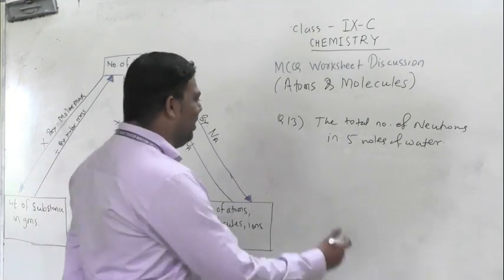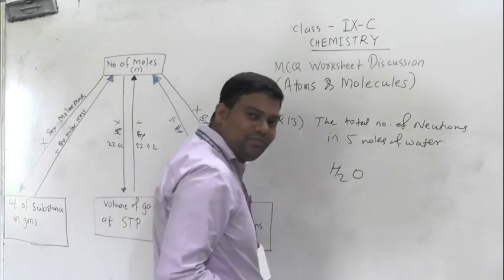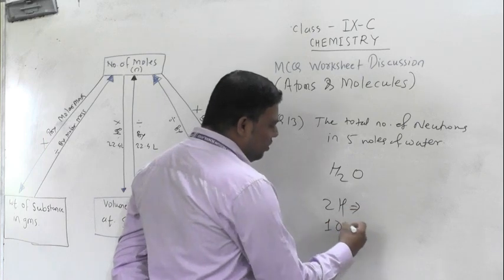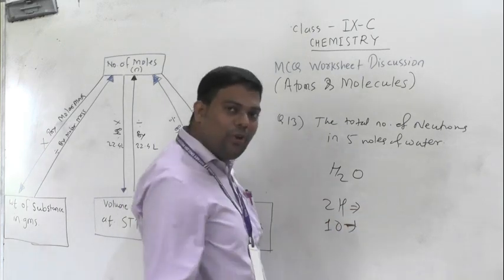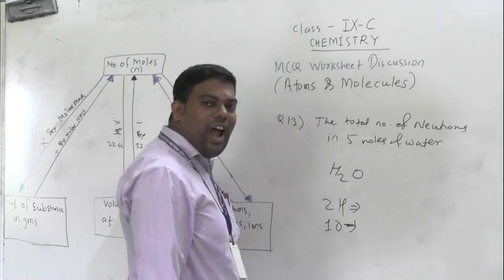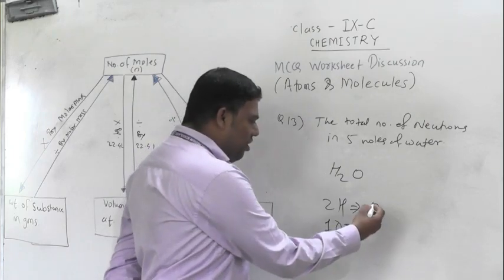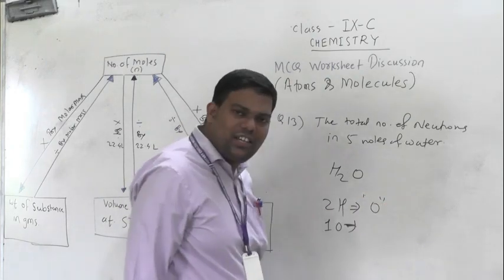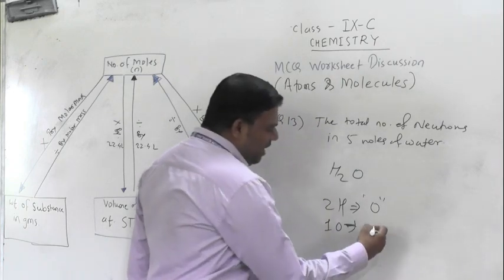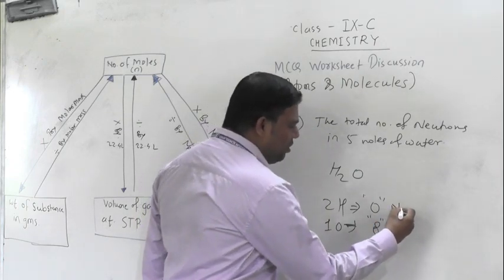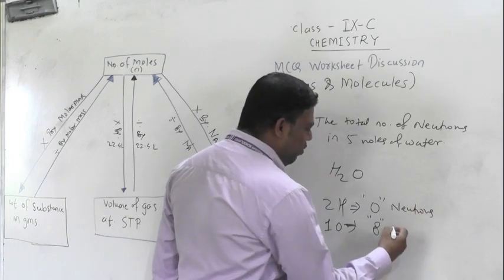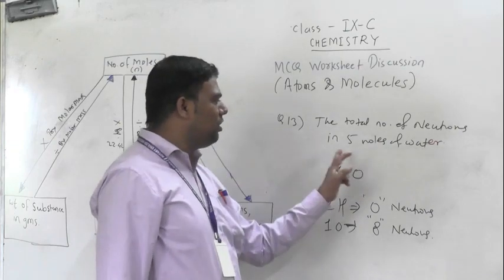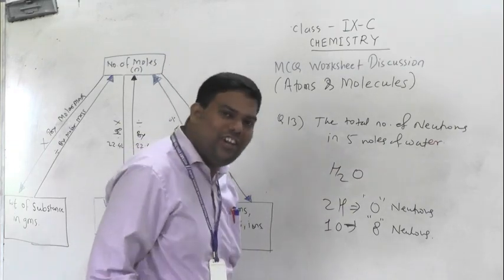How many neutrons? See, H2O: 2 hydrogen and 1 oxygen. So we want to calculate the number of neutrons here. In hydrogen, how many neutrons? Yes, 0 neutrons. But in oxygen, how many in total? 8 neutrons. Here 0 neutrons, and here 8 neutrons. So the number of neutrons in 5 moles of water is what we want to calculate.